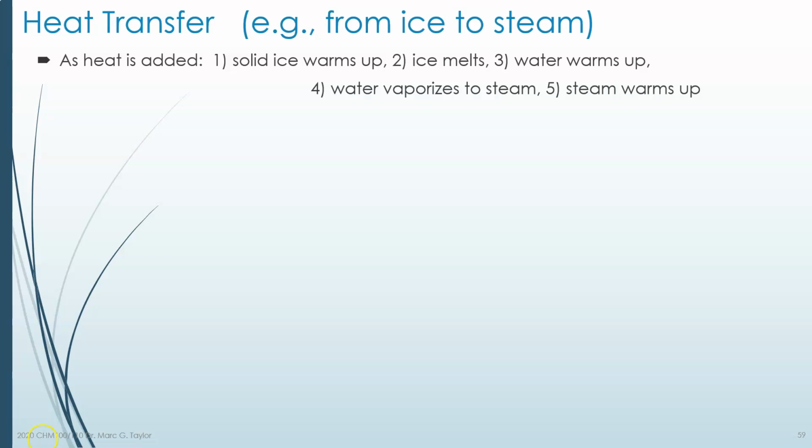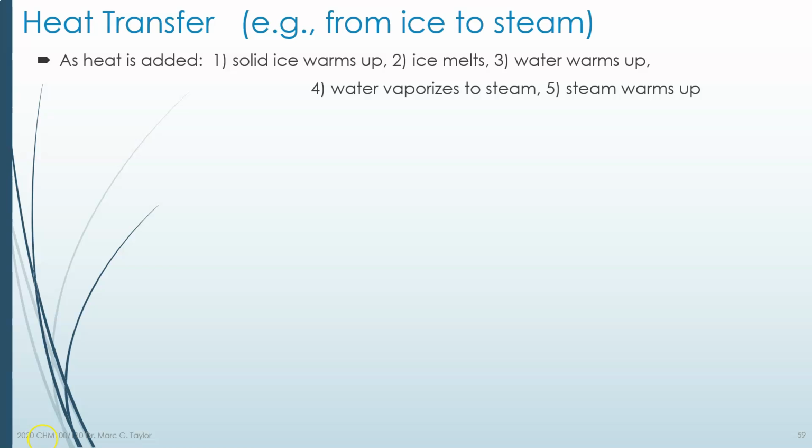This is the situation of taking hard, cold ice and warming it up and eventually getting hot steam out of it. Well, what happens here? We have 5 steps. First, we have to warm up the ice to get it to the melting point of ice. And then the ice will melt. And so when it's melting, you have a mixture of the solid ice and the liquid water as it's melting. Then at step 3, you have water, and now you add more heat, the water will warm up.